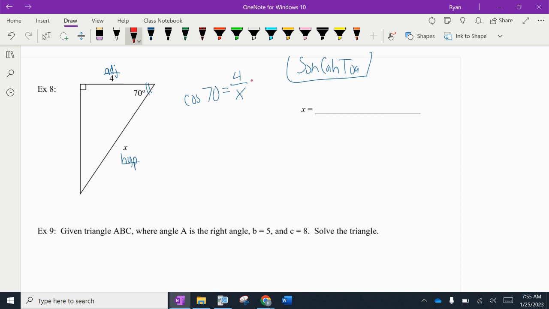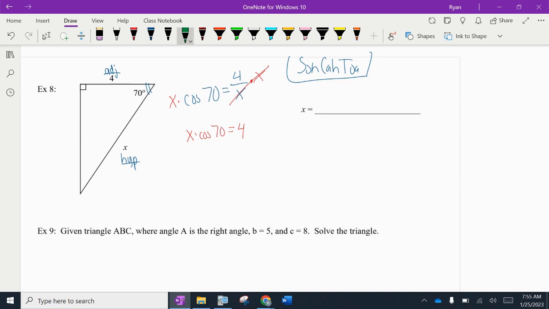So I'm going to multiply the right side by x to get it out of that denominator. Multiply the left side by x, and it shows up over there. So this gives us x cosine of 70 is equal to 4. It doesn't get x by itself yet. However, at least it gets x out of that denominator.